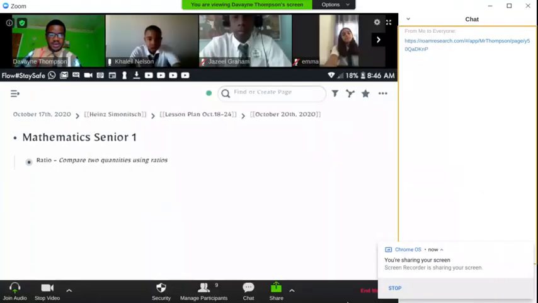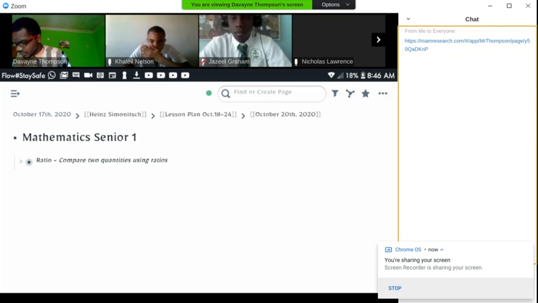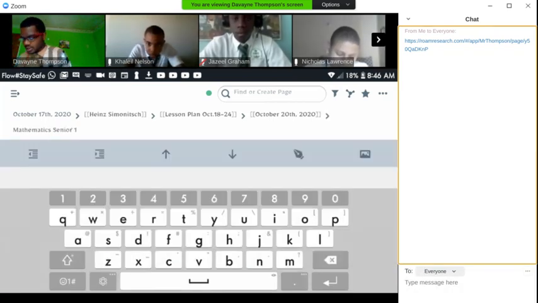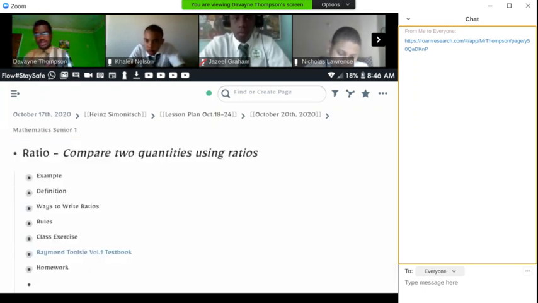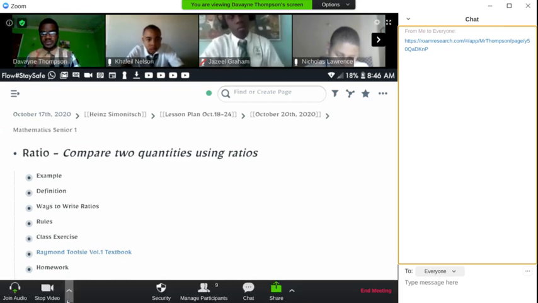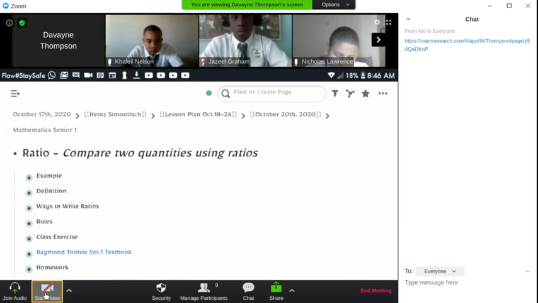Okay, here we go. So ratios, what we're gonna get through today, and let's go through a quick little definition. The way the class is gonna go, first of all, I'm gonna give you an example of what a ratio is. Then I'll get into specifically what the definition is. So let me bring up the example and you guys can understand.